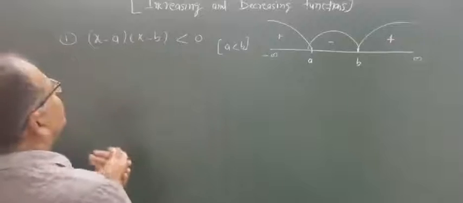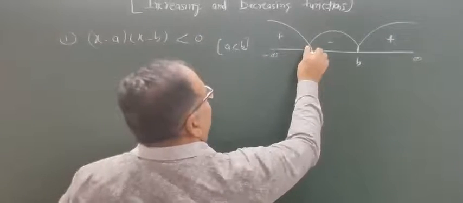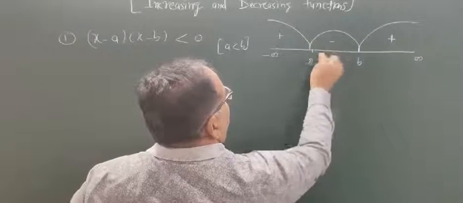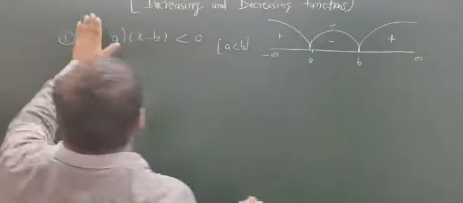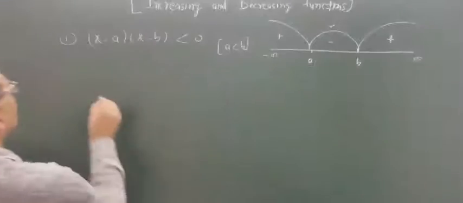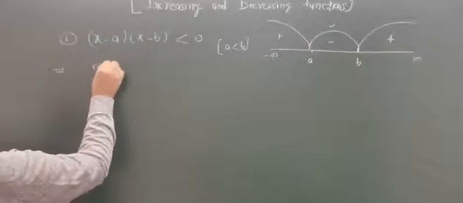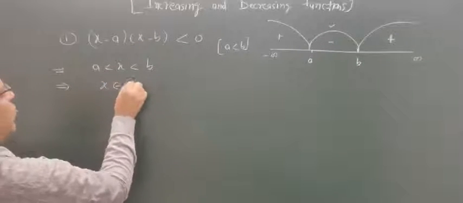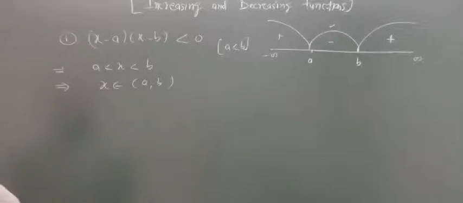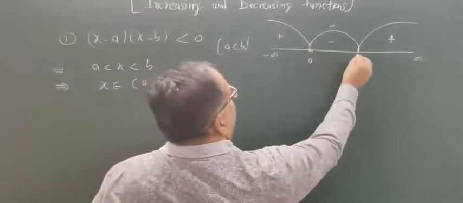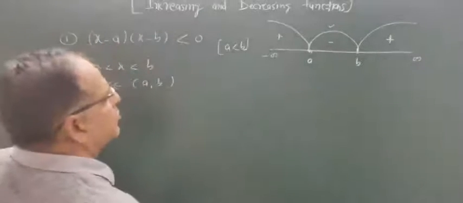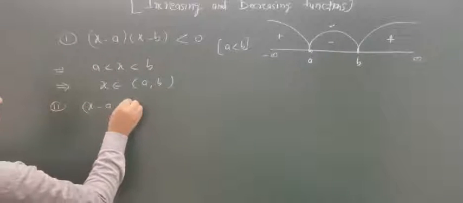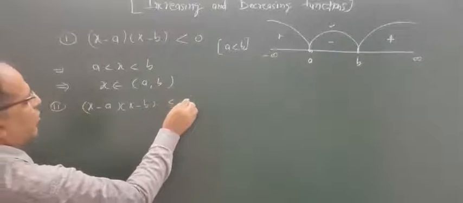So here (x minus a)(x minus b) is less than 0, and we are observing clearly that this is the portion where your polynomial has the minus sign. So the interval is given by a less than x less than b, or this can also be written as x belongs to the open interval (a, b), because at these points the value of the function becomes 0.